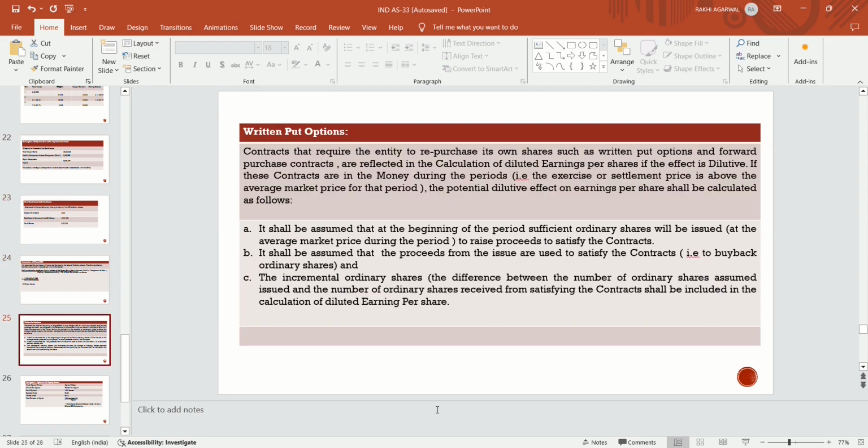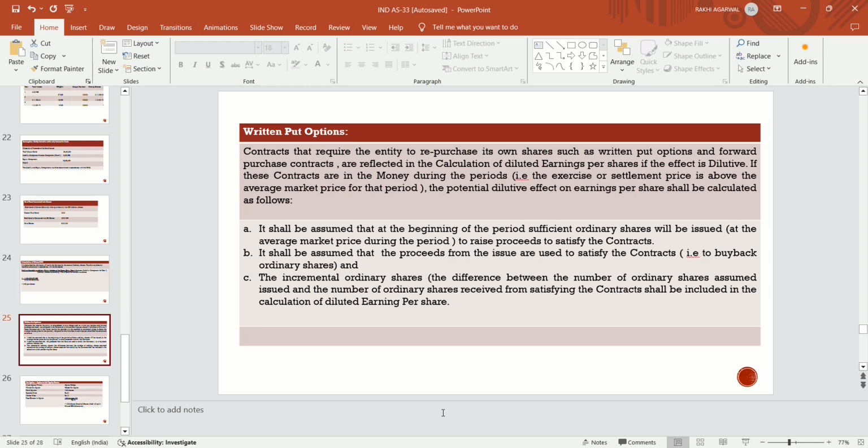In this way we give the effect of financial instruments in calculating the EPS. Now we will discuss the written put option. A written put option is a contract that requires the entity to repurchase its own shares. Such contracts, such as written put options and forward purchase contracts, are reflected in the calculation of diluted earnings per share if the effect is dilutive. If these contracts are in the money during the period, that is, the exercise or settlement price is above the average market price for that period, the potential dilutive effect on earnings per share shall be calculated as follows.